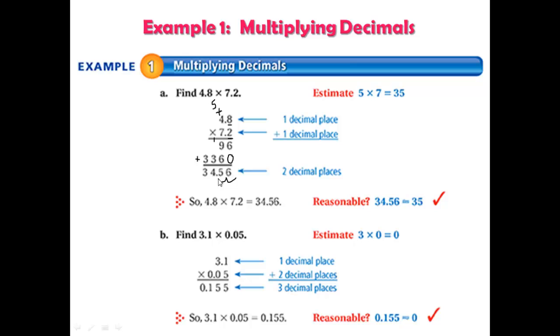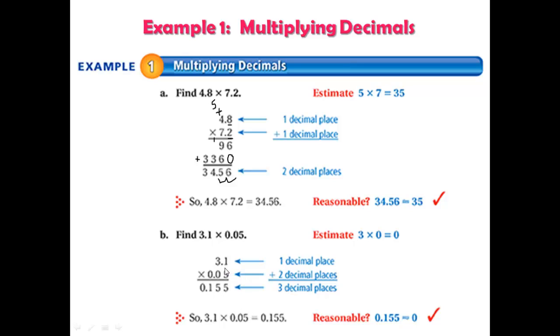For B, we're going to find 3 and 1 tenth times 5 hundredths. First, we're going to go ahead and multiply. 5 times 1 is 5, and 5 times 3 is 15. Now all we have left are zeros, so we can go ahead and stop and place our decimal.